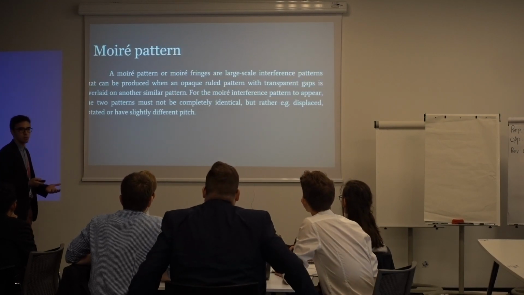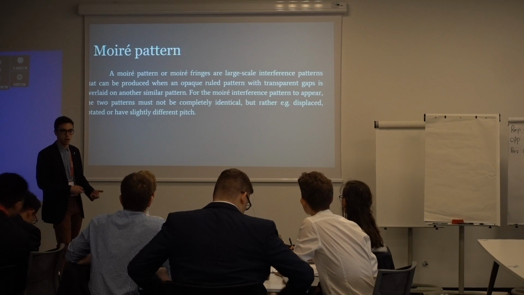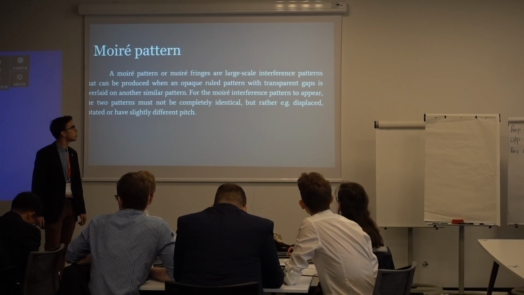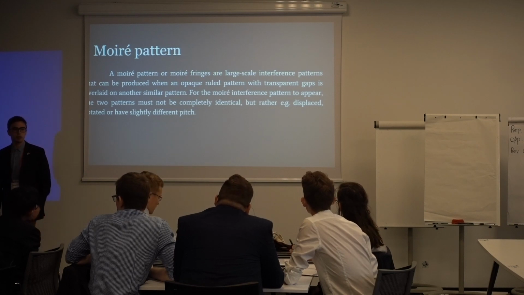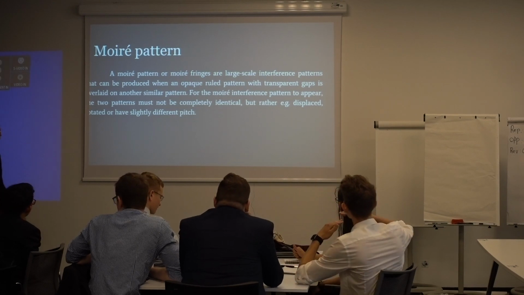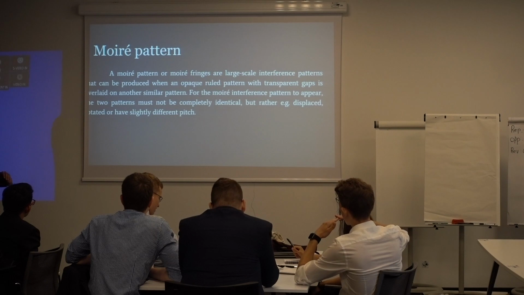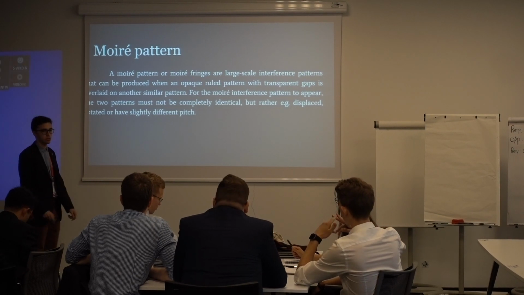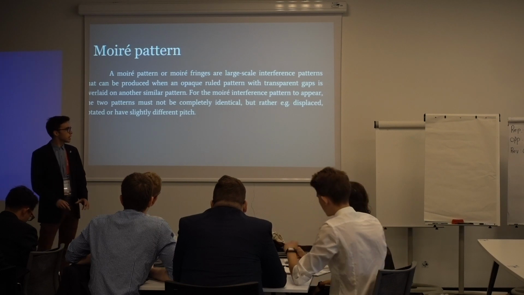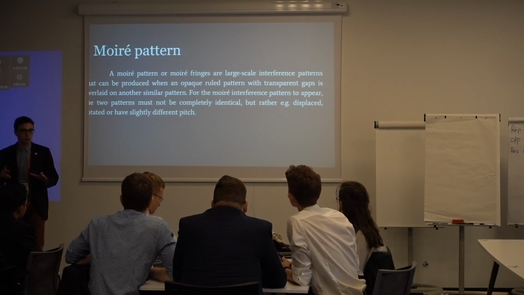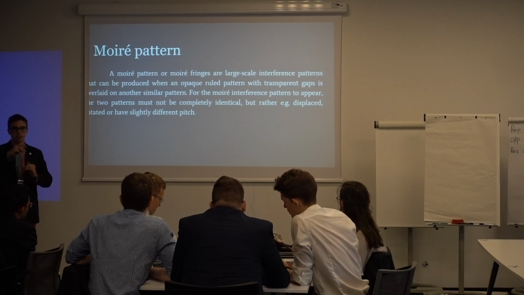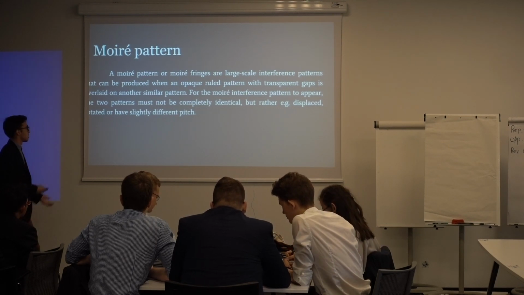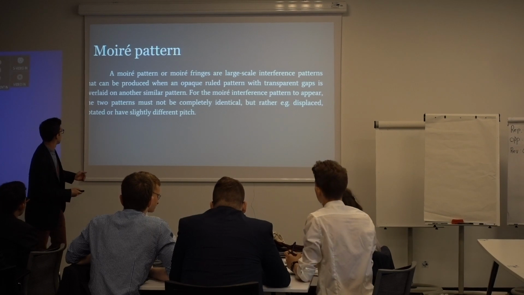So I'll start with the definition of Moire patterns. A Moire pattern or Moire fringe, it's the same term, are large-scale interference patterns that are produced when an opaque ruled pattern with transparent gaps in between is overlaid on another similar pattern. But for the Moire interference pattern to appear, the two patterns must not be identical or identically aligned, but rather displaced, or have slightly different pitch, or be rotated.